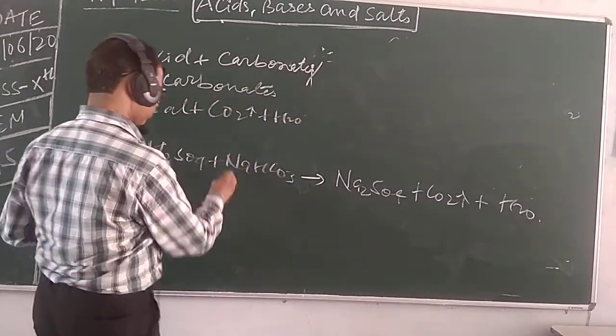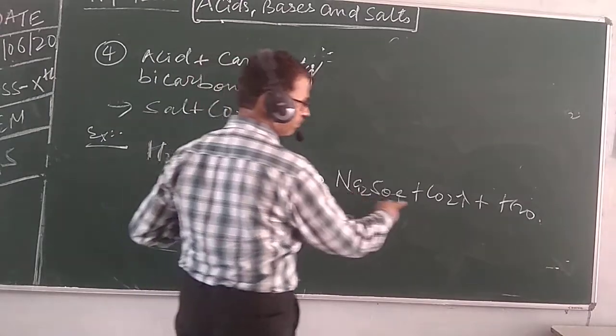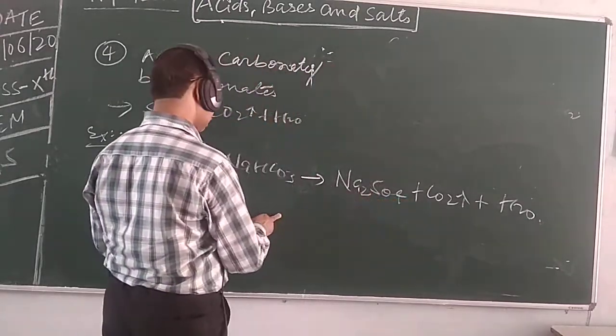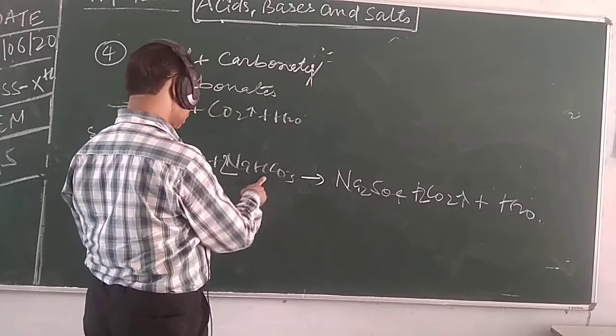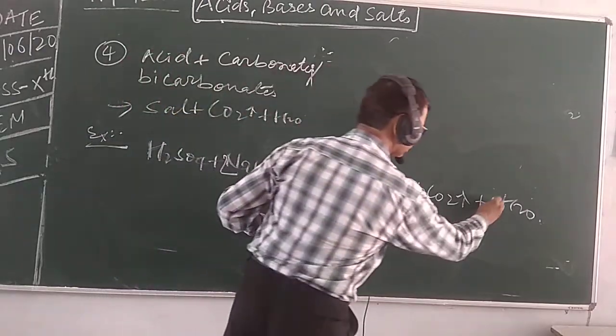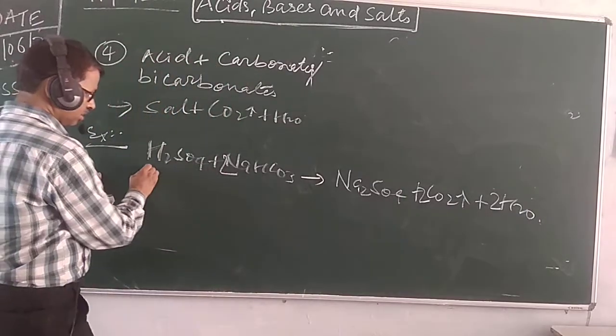Now balance here. Carbon: 1 carbon on one side, so you write 2 here. And how many hydrogen here? 2 and 2, 4 hydrogen. Then you write here. So by this you can balance.